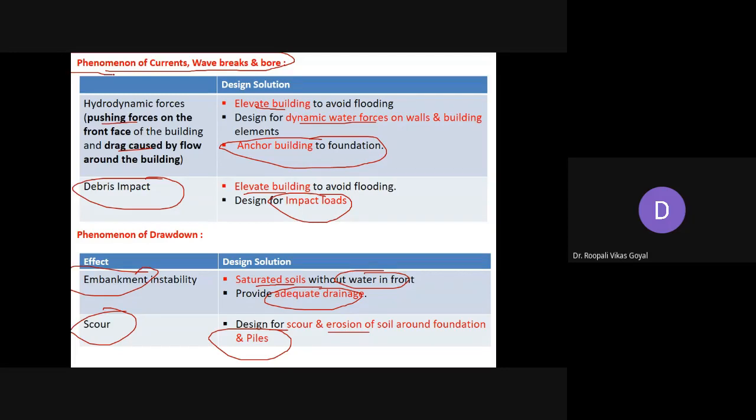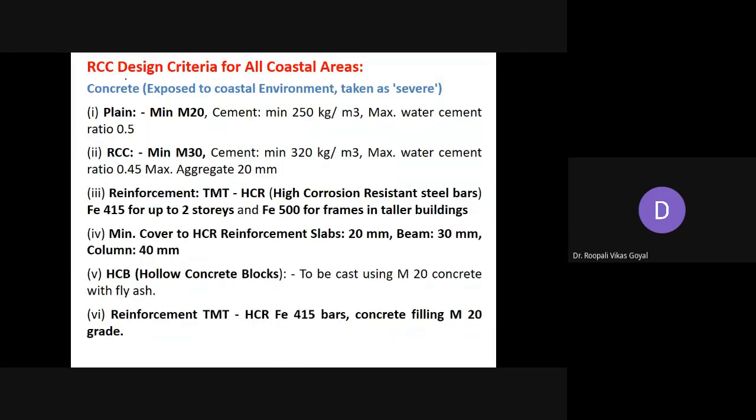Now these are the common RCC design criteria that can be applicable for all coastal areas, and this concrete which is exposed to coastal environment is taken as severe. So generally if you are using plain concrete, minimum grade is M20, minimum cement 250 kg per meter cube, maximum water cement ratio 0.5 is to be used. If you are using RCC, reinforced cement concrete, minimum grade of concrete should be M30, means after 30 days it will give you 30 Newton per mm square compressive strength. Cement should be minimum 320 kg per meter cube, maximum water cement ratio 0.45, and aggregate maximum size 20 mm.